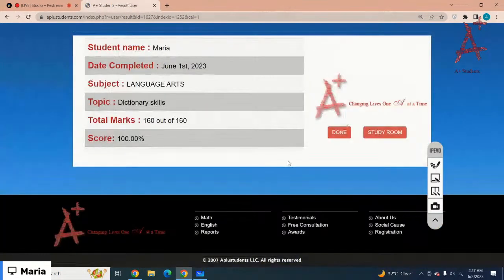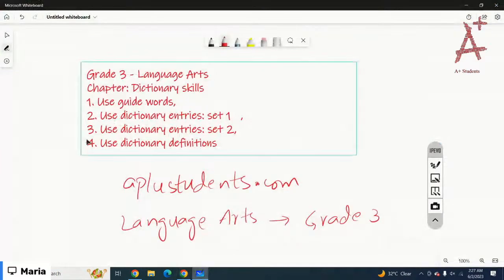Okay, we are done with the chapter dictionary skills. We were working on grade 3 language arts. The chapter we started today is dictionary skills. The lessons we have covered are use dictionary words, use dictionary entries set 1, use dictionary entries set 2, and use dictionary definitions. So please make sure before the next session you complete all the test questions for the lessons we did today.